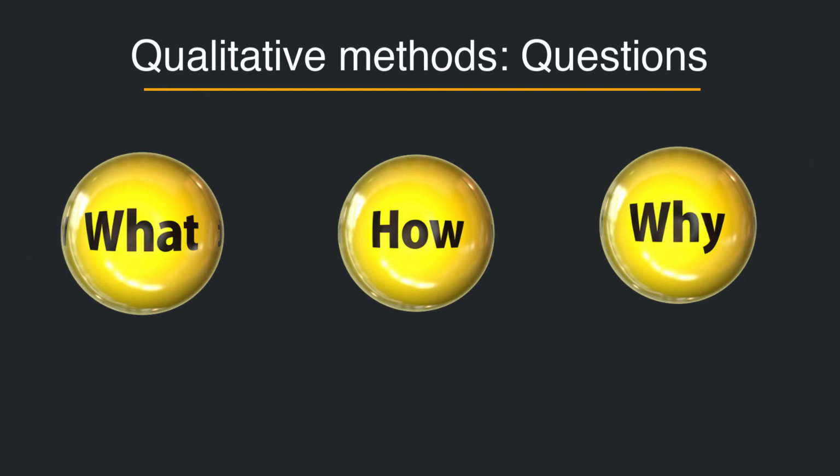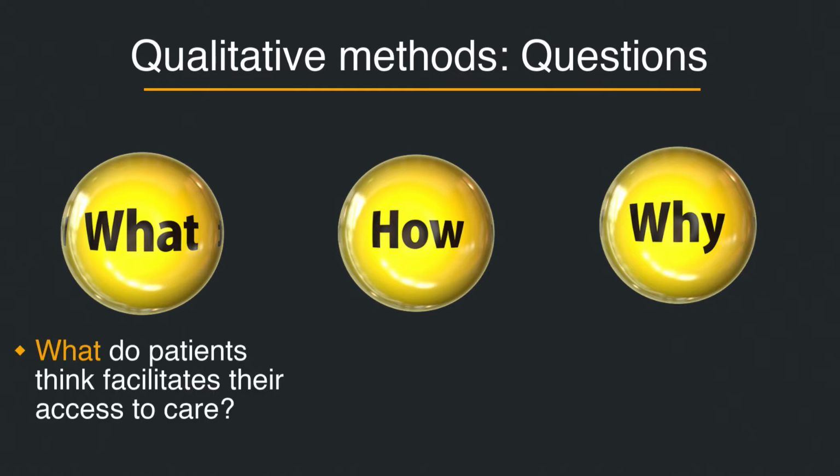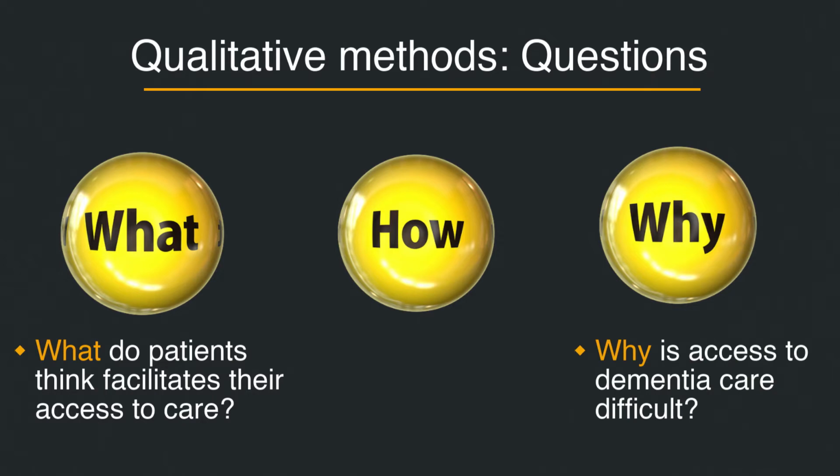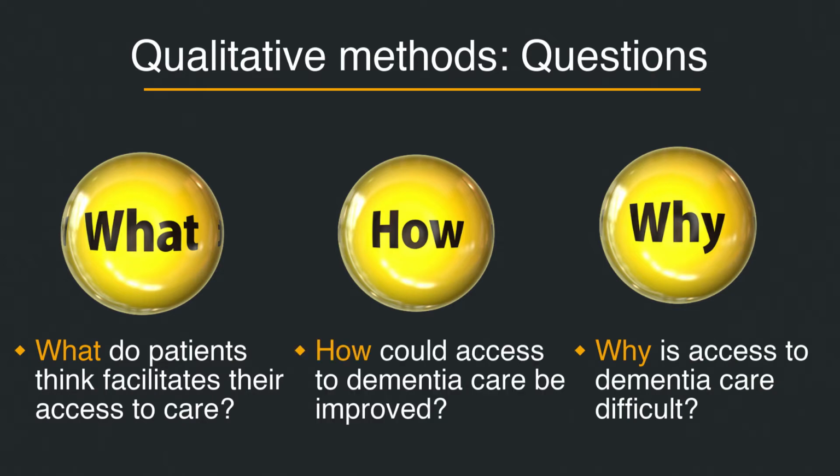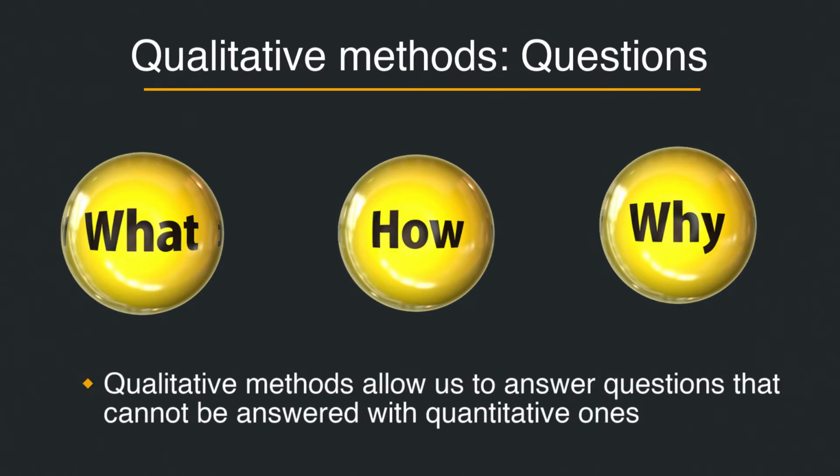For example, if researchers are interested in improving access to dementia care, they may ask, what do patients think facilitates their access to care? Why is access to dementia care difficult? According to caregivers, how could access to dementia care be improved? In other words, qualitative methods allow us to answer questions that cannot be answered with quantitative ones. To answer those questions, researchers collect qualitative data.